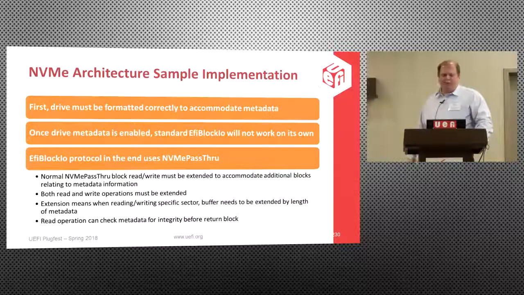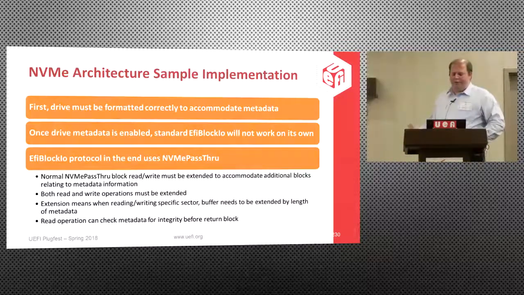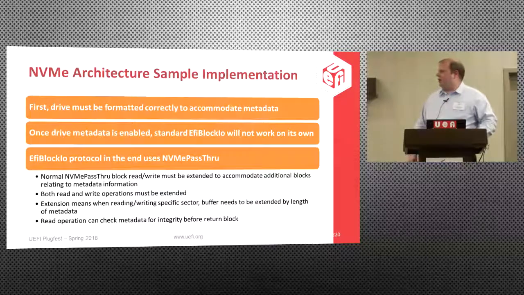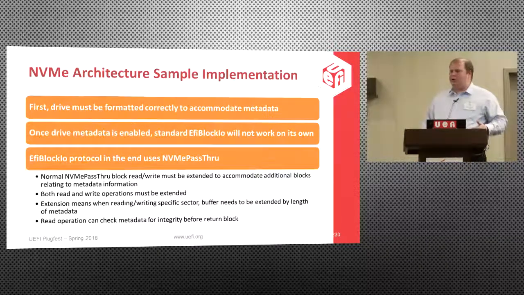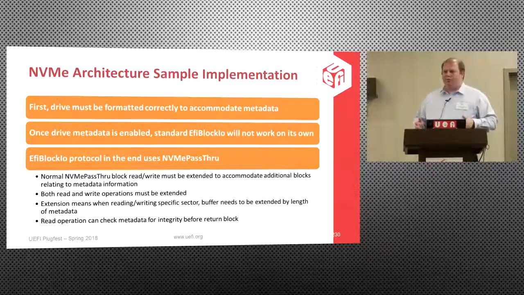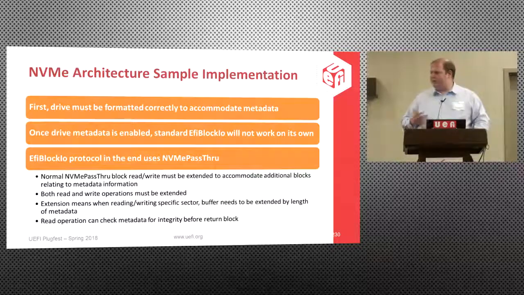Once metadata is enabled on the drive, your standard block I/O will not work on its own. The block I/O is going to be passing buffers of the length of what you're trying to read and write from the drive, while metadata is an additional addendum to the read and write data. So you'll need to modify the underlying block I/O implementation to use the pass-through protocol with an additional section of data tagged on to your block I/O buffer. If I'm trying to get 512 bytes from the drive, the block I/O will take the 512 in, but when it uses pass-through, it's actually going to pass in like 538 or some additional buffer length to get the additional data.